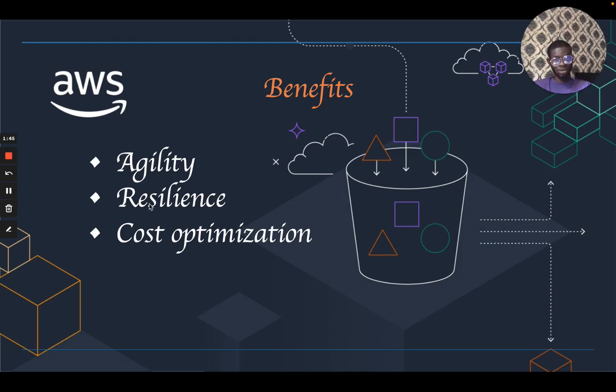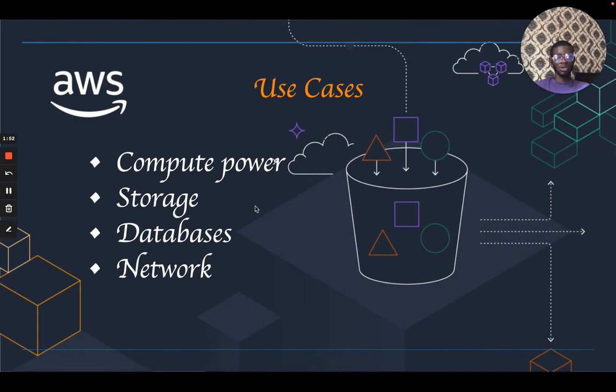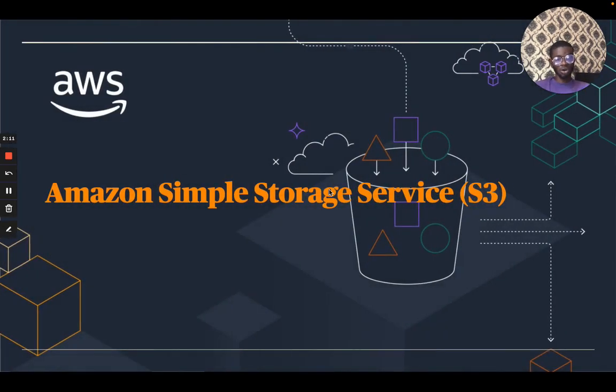Cloud computing on AWS provides access to technology services such as compute power, storage, databases, and network, which are the general use cases of cloud computing. Resources are accessed over the internet and you pay only for what you use. You can choose from hundreds of AWS services to help build your solution, which takes us to the core concept of this presentation: one of the fundamental AWS services, Amazon Simple Storage Service, S3.